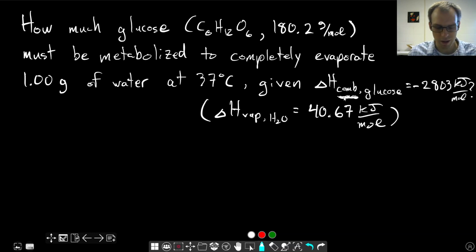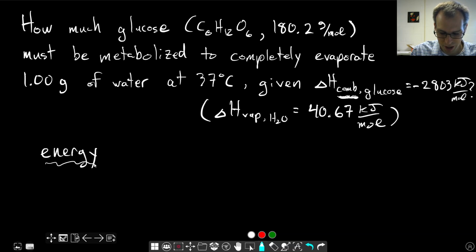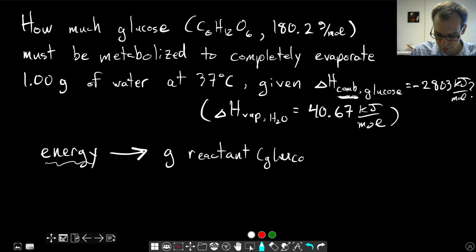In the previous example with enthalpy of combustion, we used the number of grams to find an energy. In this case, what we need to figure out is how much energy we need, and then use that to get our grams of our reactant, in this case glucose. So we're going to be going a little bit backwards. But the first thing is that we need to know, well, how much energy do we need in the first place? Once we have that, this problem is pretty straightforward, but we have an extra step here.